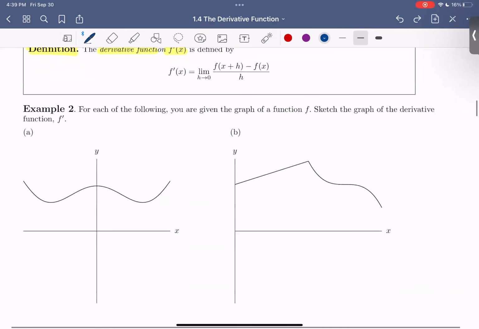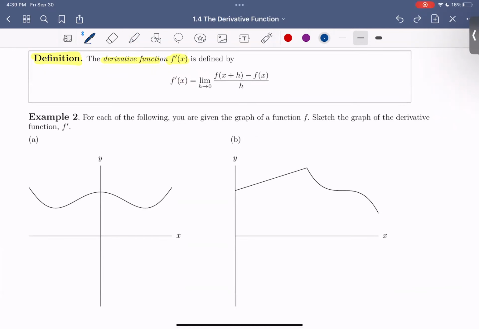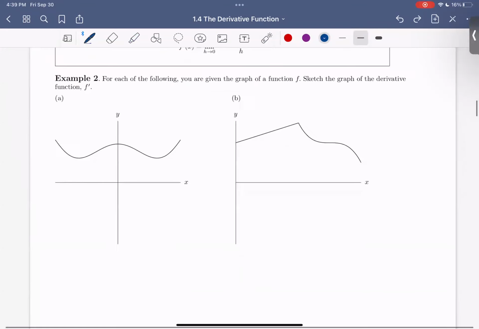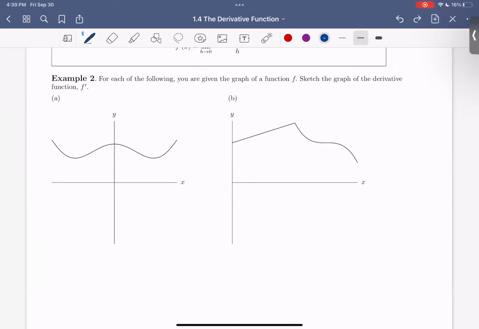So now let's finish off these notes with our example 2. For each of the following, you are given the graph of a function f. Your job is to sketch the graph of the derivative. Before I sketch it for you, I want you to try sketching that derivative on your own. What I want you to keep in mind are those 3 observations that we made in the previous videos. Note the derivative will be equal to 0 when f has a horizontal tangent line.